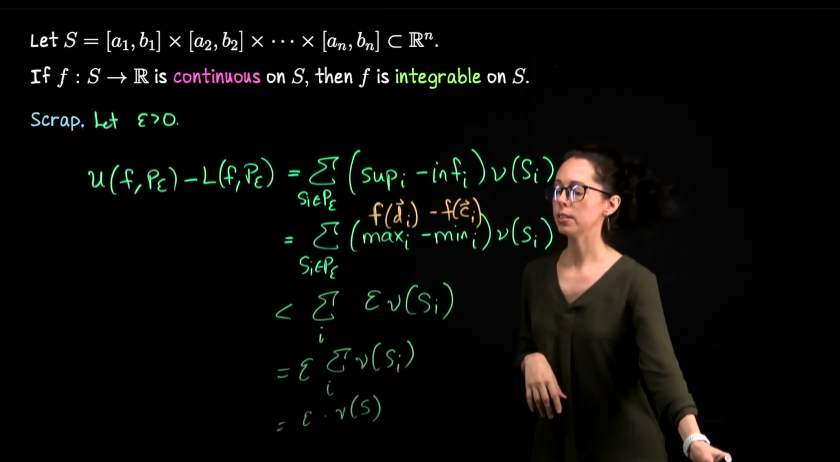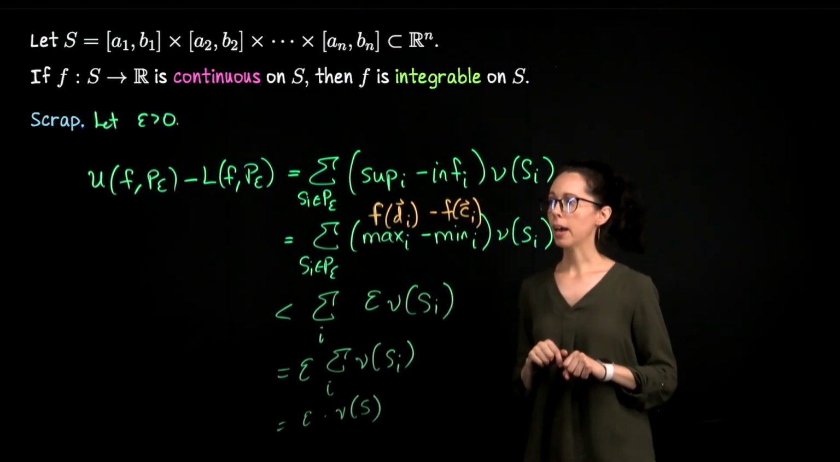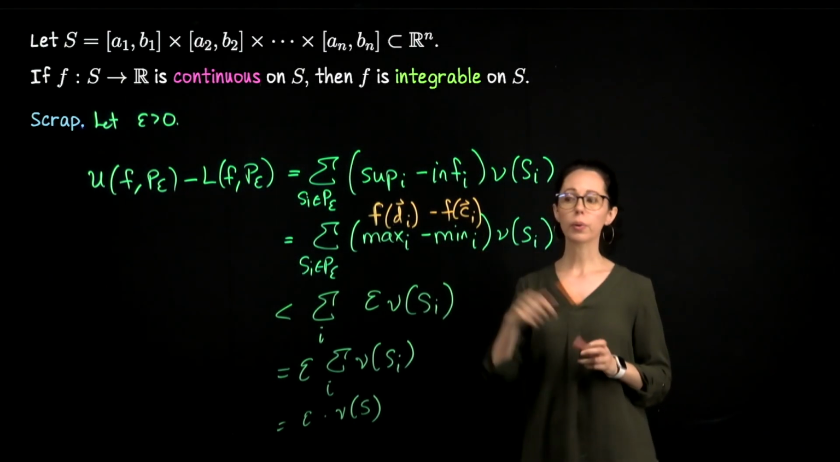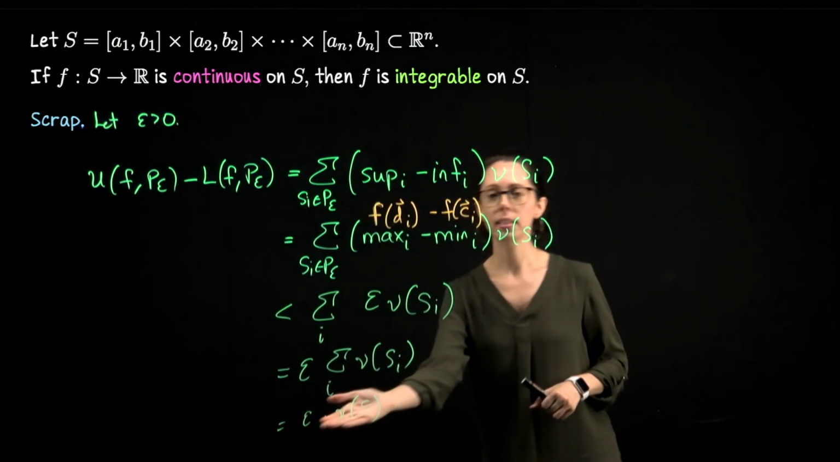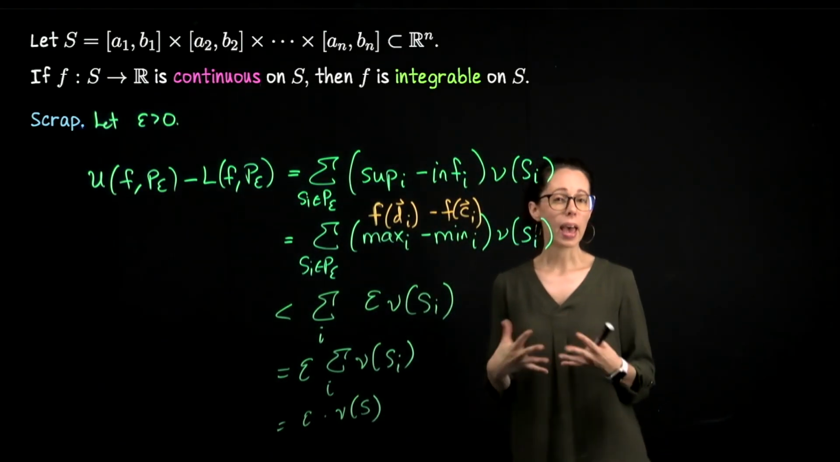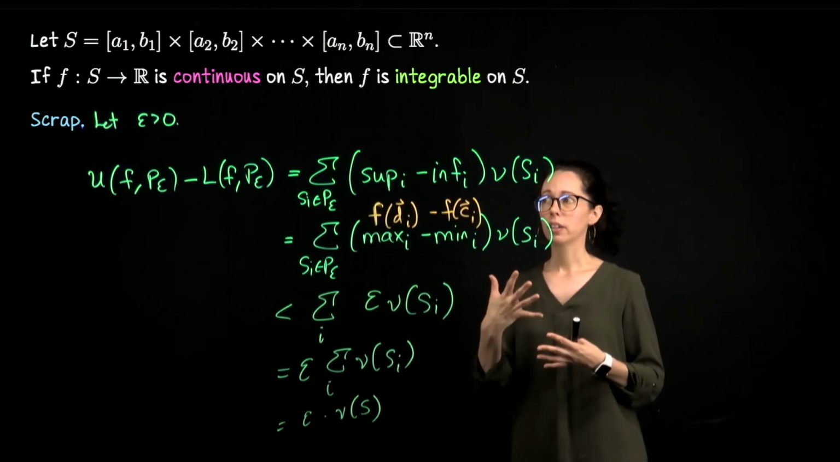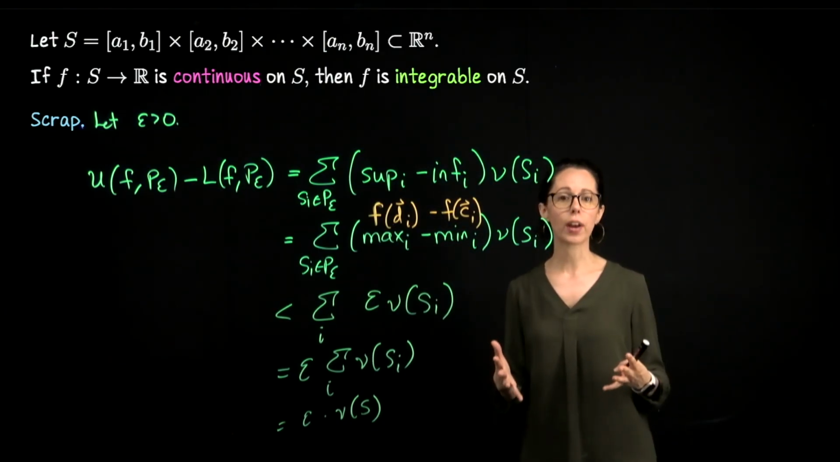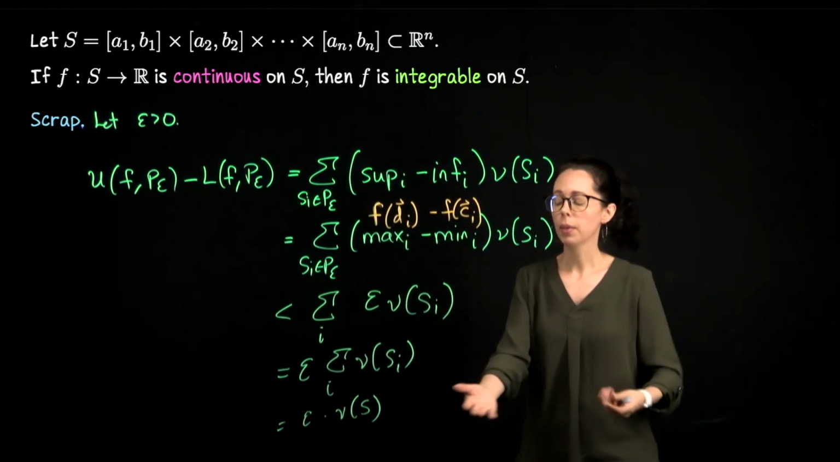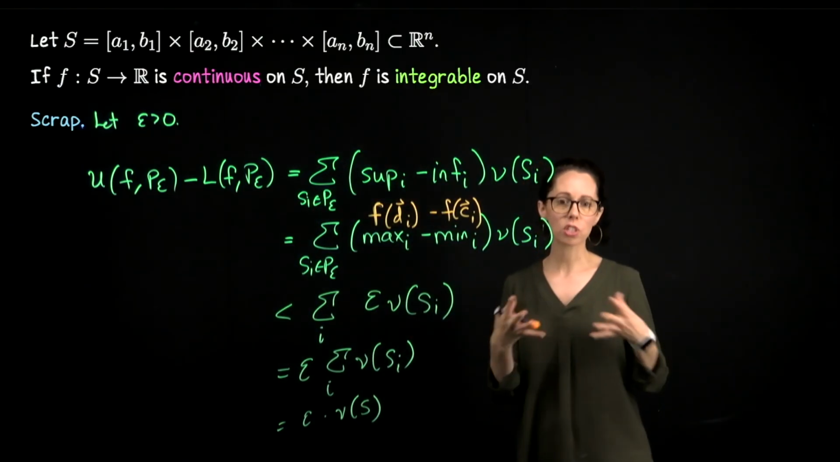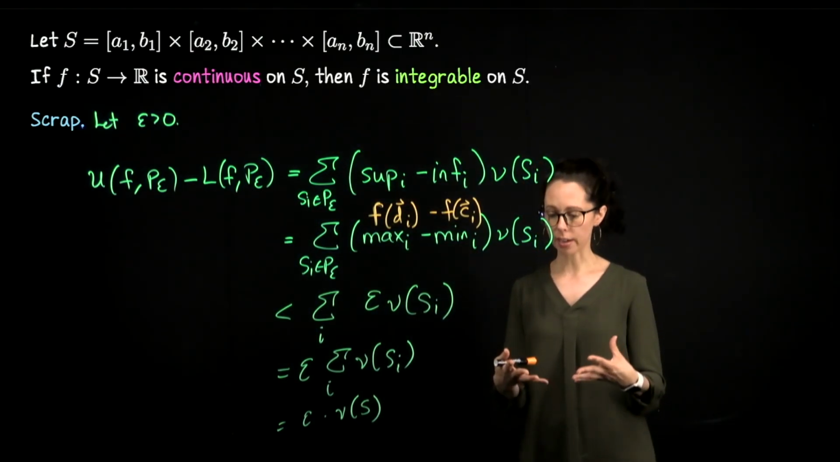All right, and that's not too bad. So I'm saying now that the distance between the upper sum and the lower sum is less than epsilon times the volume of S. S is not something that we are going to change. S is a fixed rectangle, so we were given this rectangle. So whatever the volume of S is, this is just a fixed number throughout this entire exercise.